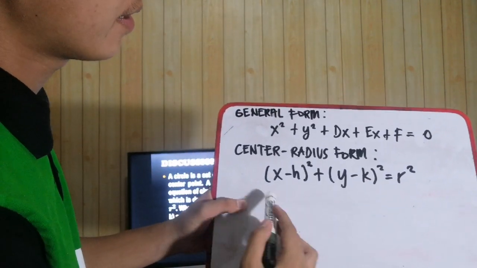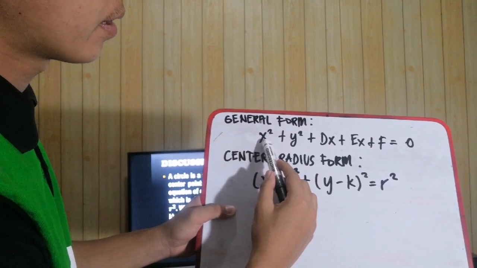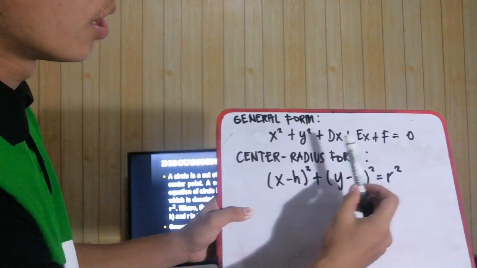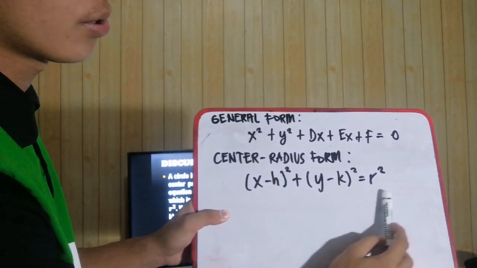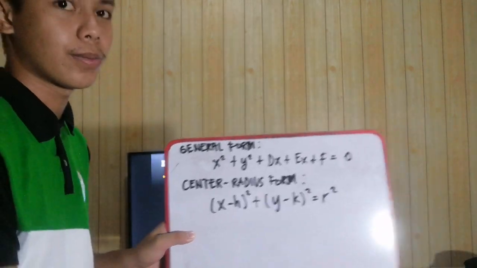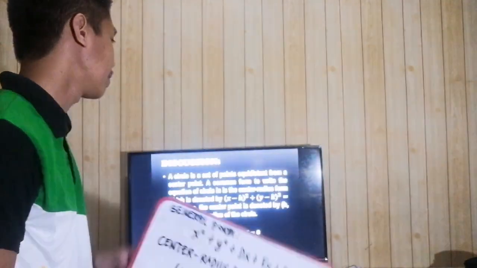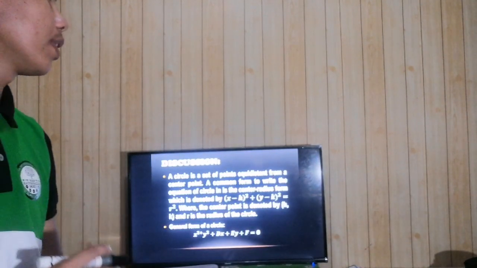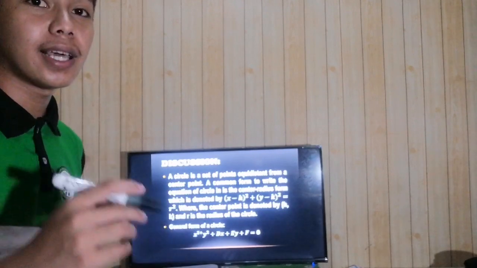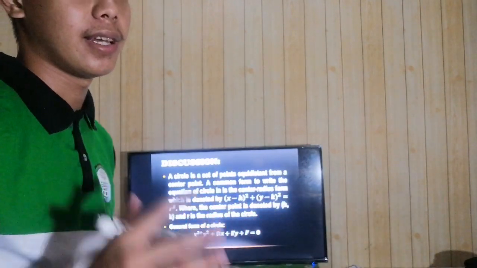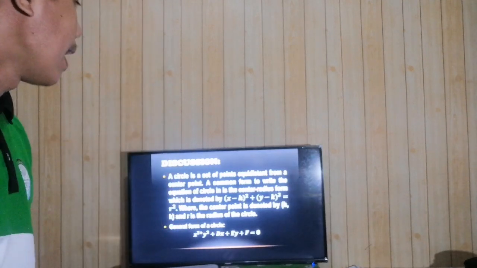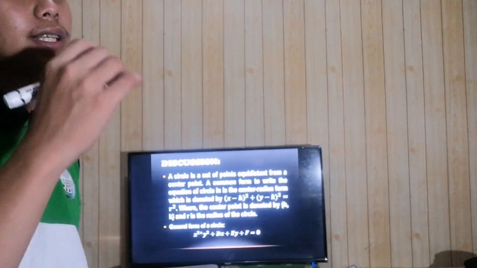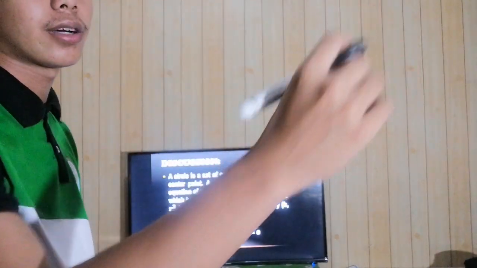To be able to rewrite the general form, what are the values of D, E, F? We will use this equation, the center-radius form. We will discuss that further. Let's just finish this. The center point is denoted by H and K. We will discuss that. And R is the radius of the circle. The radius is the distance from the center point to the circle.